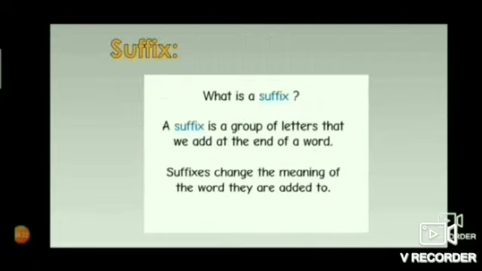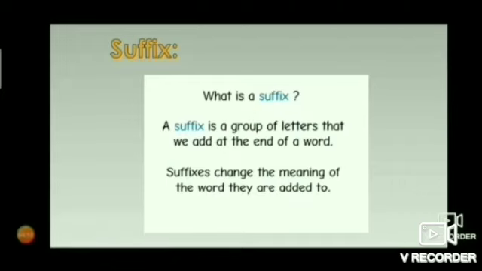Next we have suffix. What is a suffix? A suffix is a group of letters that we add at the end of a word. Suffixes change the meaning of the word they are added to, same as a prefix. Prefix we are adding at the start of the word, but suffix we are adding at the end of a word. Okay? Let's see.